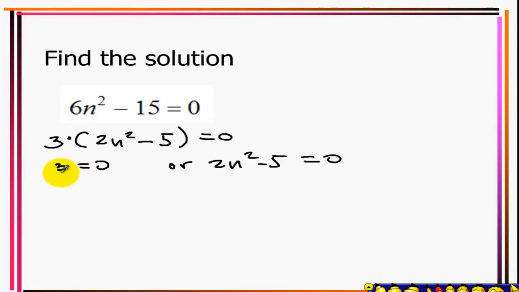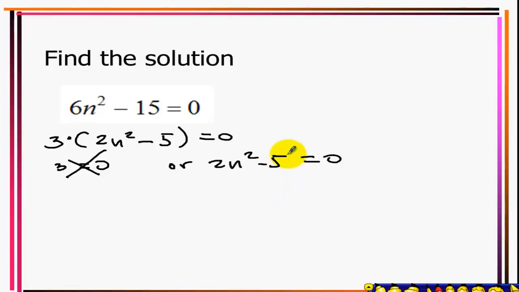Now, of course, 3 will never be equal to 0, so we can just disregard this. Now, with this 2n squared minus 5 equals 0, we don't know what to do next. As of right now, what we know is using factoring, but one of the factors is still a quadratic equation. It's 2n squared minus 5. And we do not know how to solve for n here as of right now. So how are we going to find the solution?